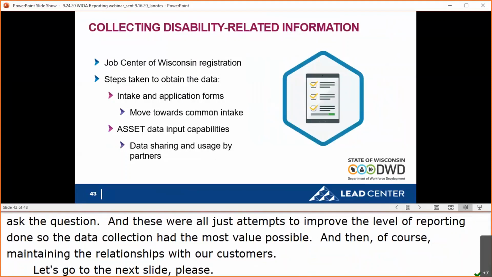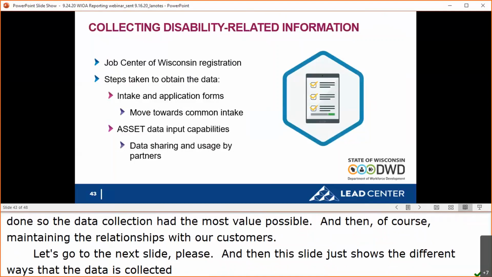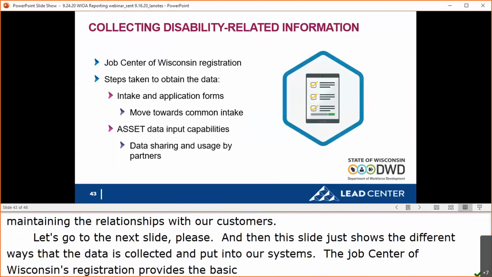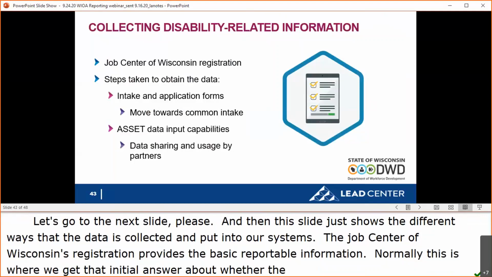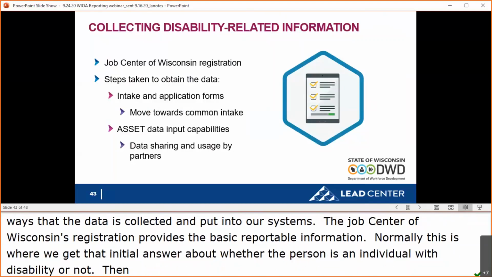And this slide just shows the different ways that the data is collected and put into our systems. The Job Center of Wisconsin registration provides the basic reportable individual information. Normally, this is where we get that initial answer about whether the person is an individual with a disability or not. Then the program, as that customer moves towards participation, must collect the more detailed information about the participant's disability status. So we have a number of different steps depending on which path the customer is taking. Some programs have intake and application forms.